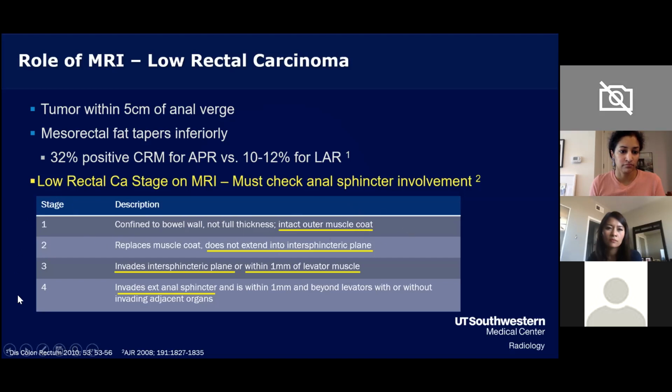Now, the stage itself, people tend not to report the stage because it can be confusing. Oncologists, medical and surgical oncologists, think of stage differently than we do just on the imaging.